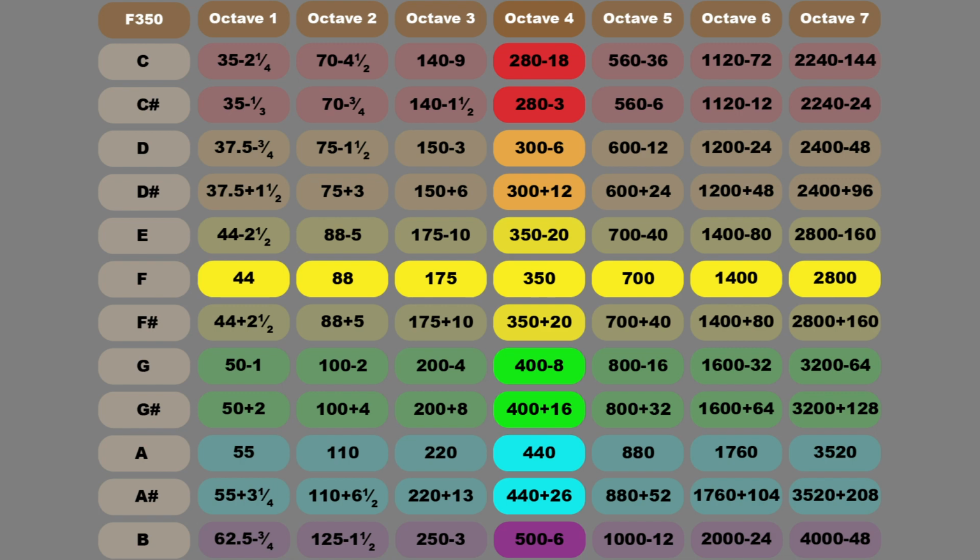Let's go now to the G group. G4 natural is 400 minus 8. G sharp 4 is 400 plus 16. I'm not looking at the chart right now, I'm just doing this from memory.